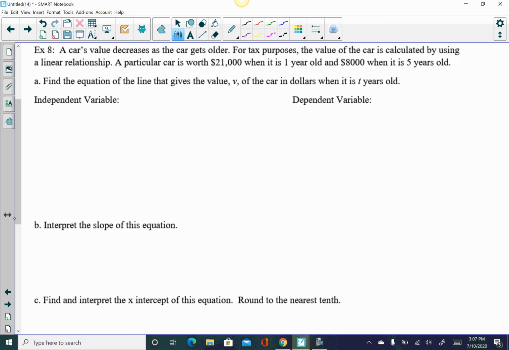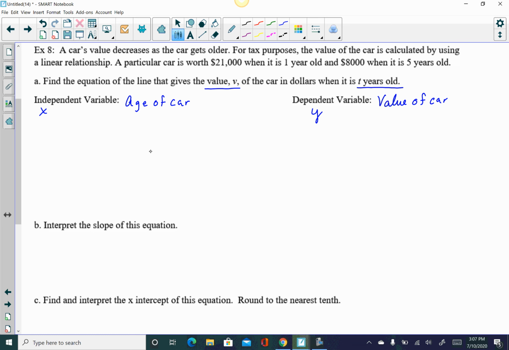So part A says find the equation of a line that gives the value of the car in dollars when it's t years old. So we've got two variables here. We've got the value of the car and its age. So what we can say here is that we're trying to figure out, okay, which is x and which is y. The value of this car would be dependent upon the age of the car. So it tells us, okay, all right, so in place of y will always be my value, in place of x will always be the age of the car.